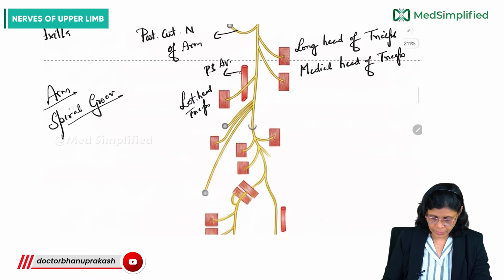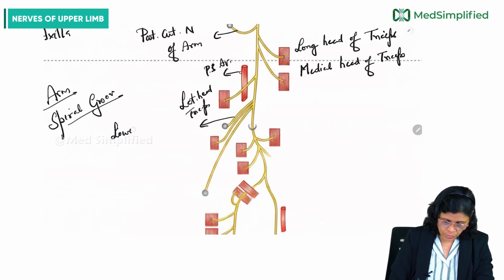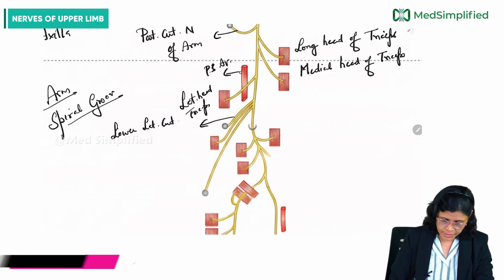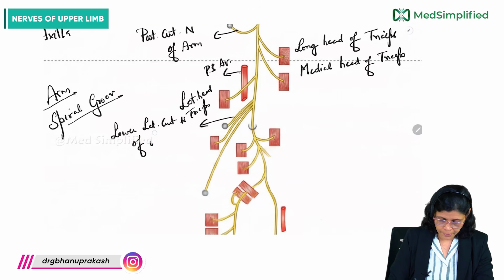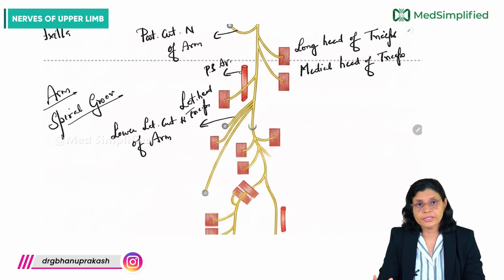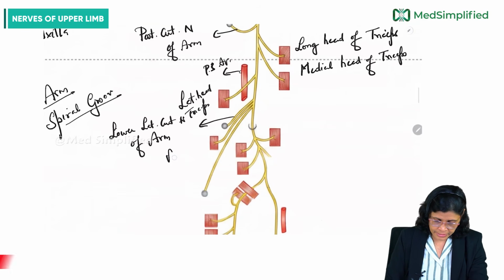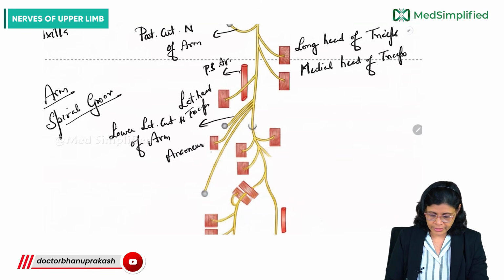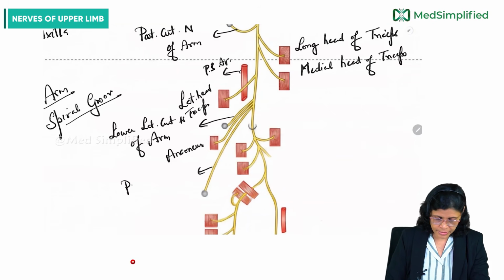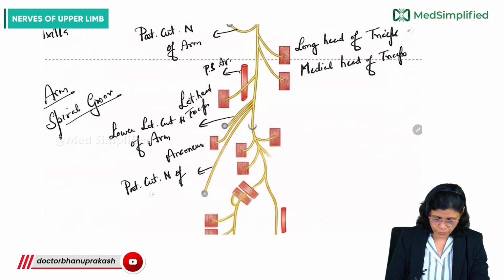Then it gives the lower lateral cutaneous nerve of arm, a cutaneous branch. The upper lateral cutaneous nerve of arm was given by which nerve? The axillary nerve. So the lower lateral cutaneous is given by the radial nerve. It supplies one of the extensor muscles, a short extensor muscle which we call anconeus. It supplies anconeus, and then it gives the posterior cutaneous nerve of forearm.